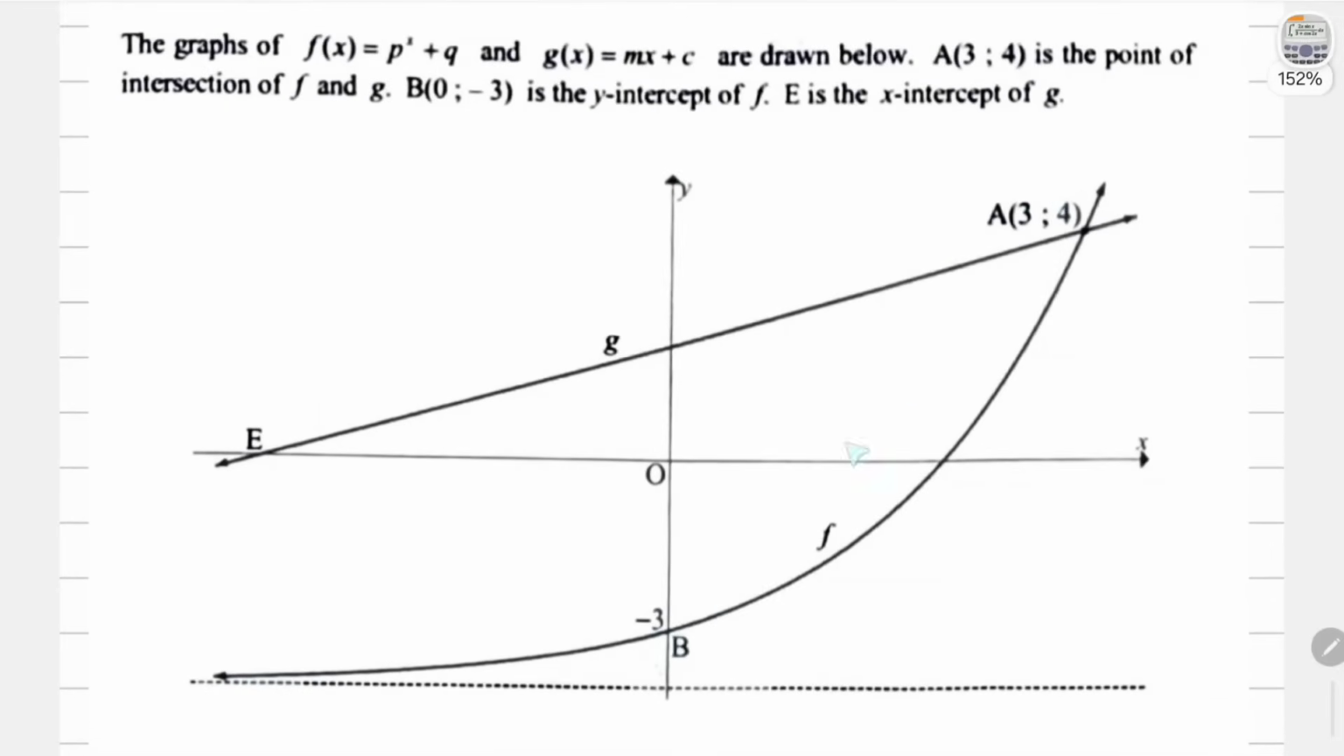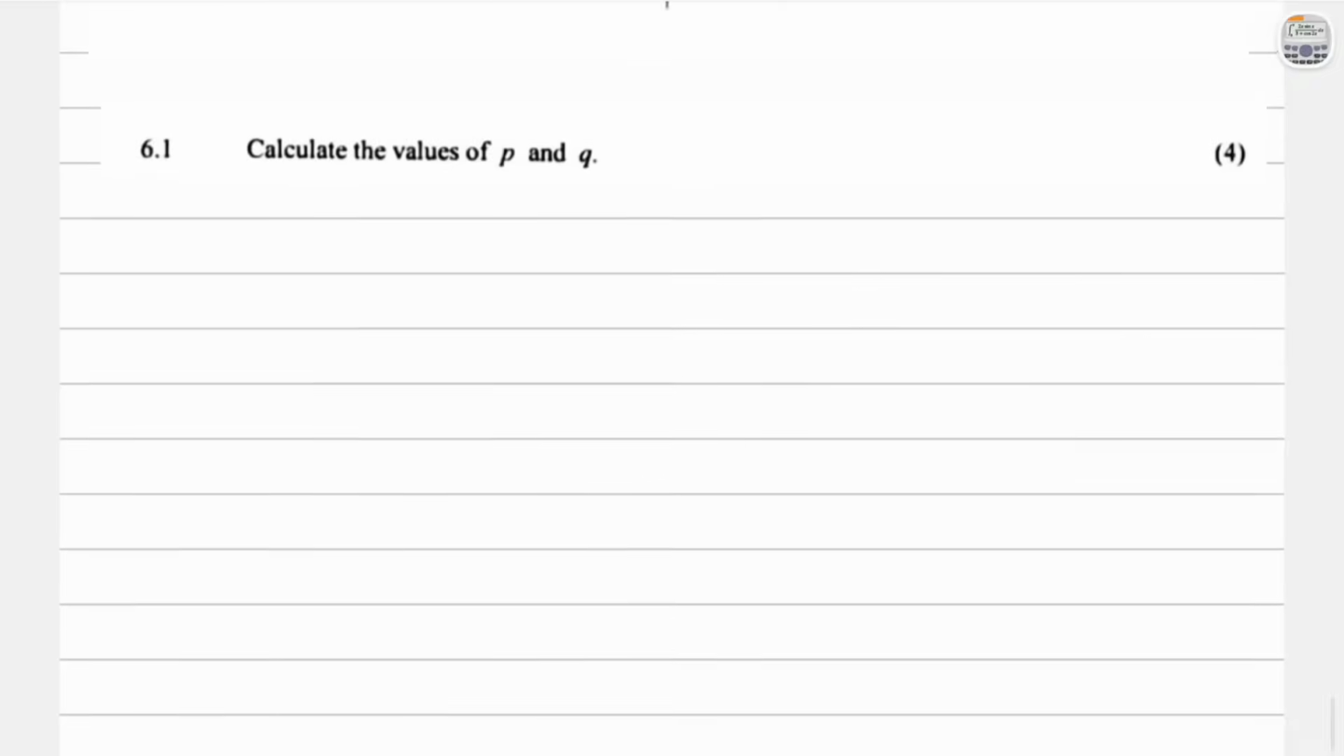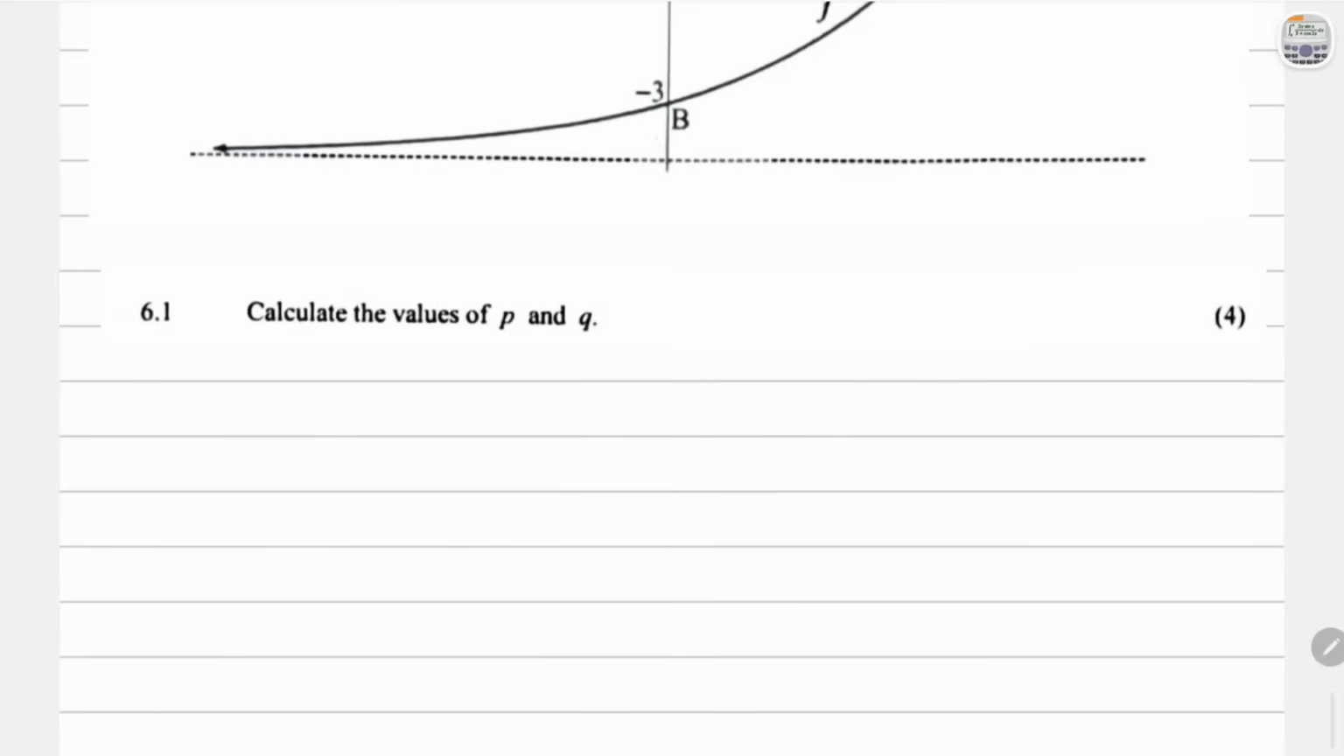We've got 2 points. We have enough information. So since you're looking for p and q, if you're looking for 2 variables, you need 2 pieces of information, or at least 2 equations, to find those 2 variables. So let's go ahead and write that down. We have y is equal to p to the power of x plus q.